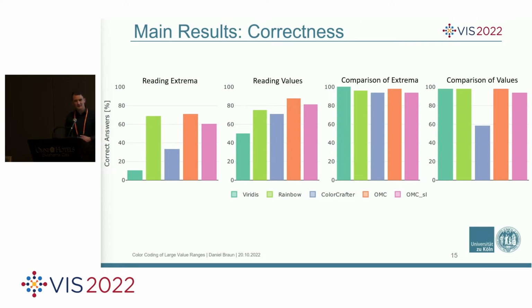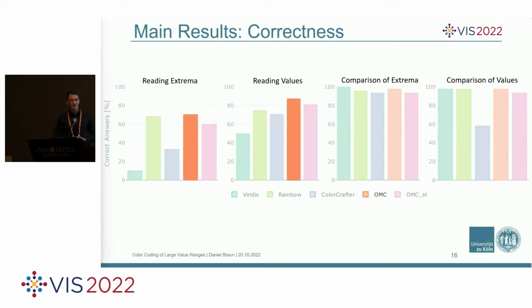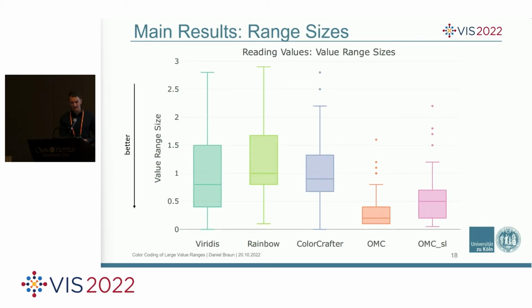For the main results, we first look at the percentages of correct answers per task. On the one hand, OMC outperforms the other schemes in interpretation tasks. In the reading of extrema, the multicolored schemes have significantly more correct answers than the sequential scales. In the reading of values, OMC shows significantly better results than all the other schemes. On the other hand, OMC shows comparable results to the best performing ones in the discrimination tasks. Additionally, our approach leads to significantly more precise identification of individual values. This can be recognized by the far smaller range sizes answered by the participants in the value reading task.